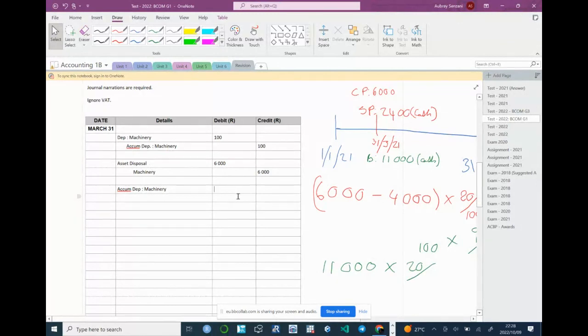And they told us how much was accumulated depreciation. It was 4,000, but that was before we did our depreciation calculation over here, isn't it? Before selling. So should we add this 100 Rand depreciation that took place, or not? I'm only getting one response. Should we add that 100 Rand or leave it out?